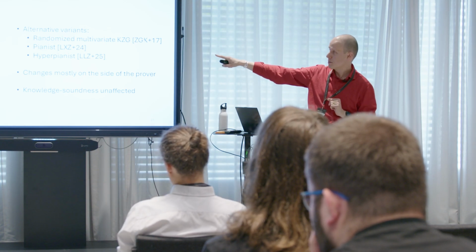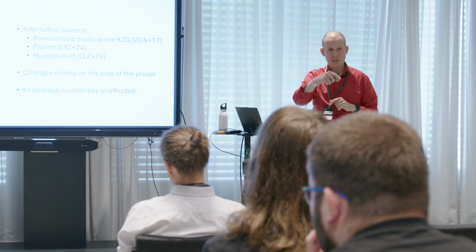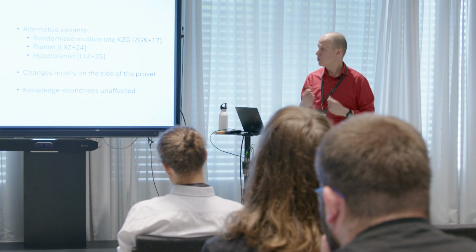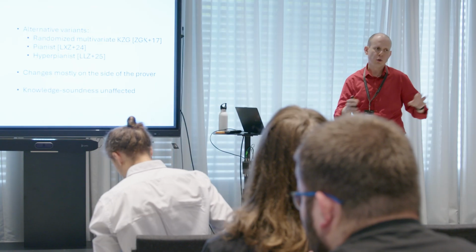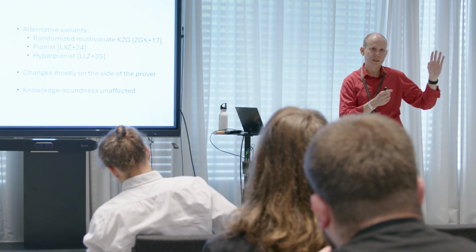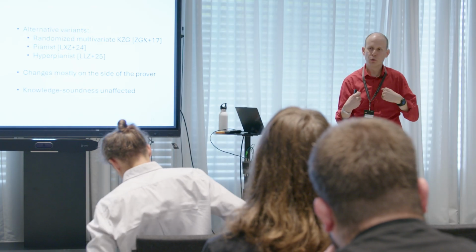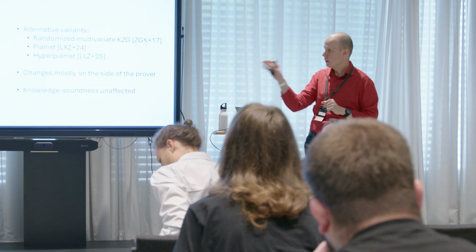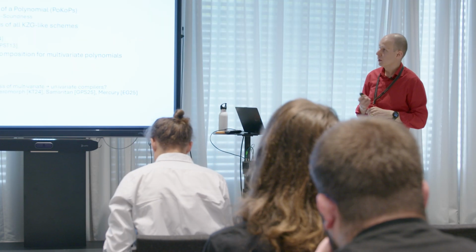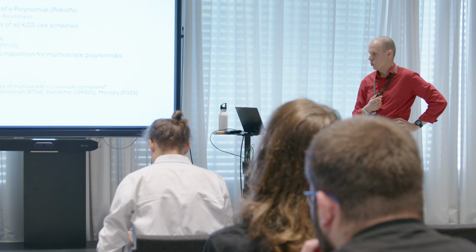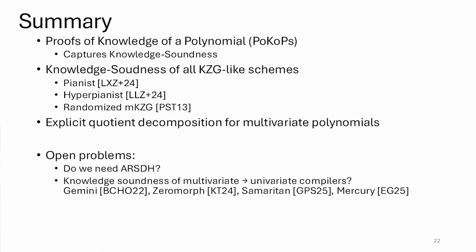Then there is the randomized multivariate KZG that we discussed, which you need in order to have different binding properties. All of the changes in these schemes are on the side of the prover, cosmetic, and from the perspective of our proof, they don't matter. So for free, we get knowledge soundness even for them. That's nice. So the summary is what I told you, right?